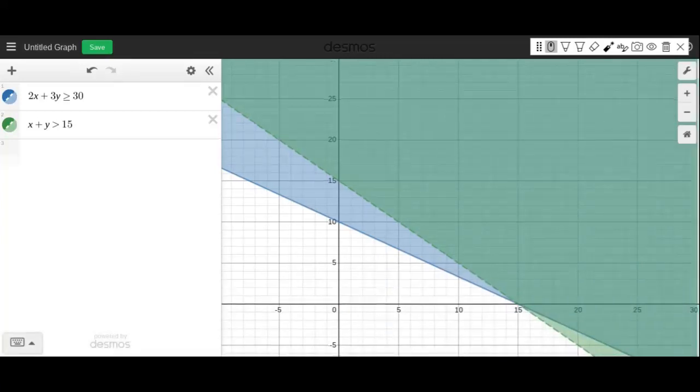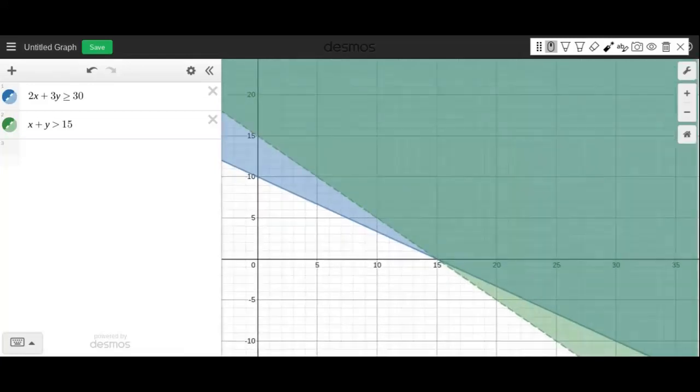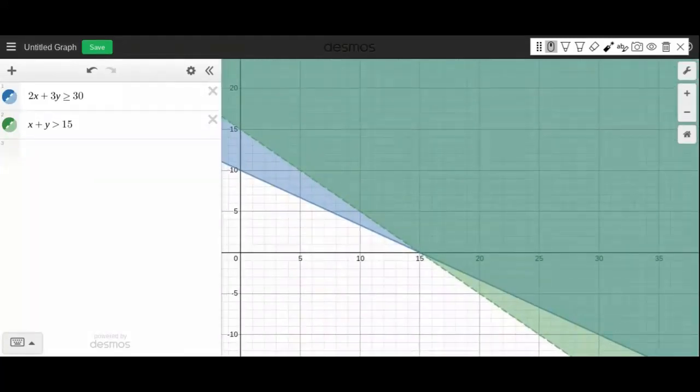There we go. Now, some things to keep in mind here, and let me slide this over so we can see that other shaded region down here. This lighter green would be just the shading for the green line, the blue shading would be just for the blue, and this darker green would be the overlap.